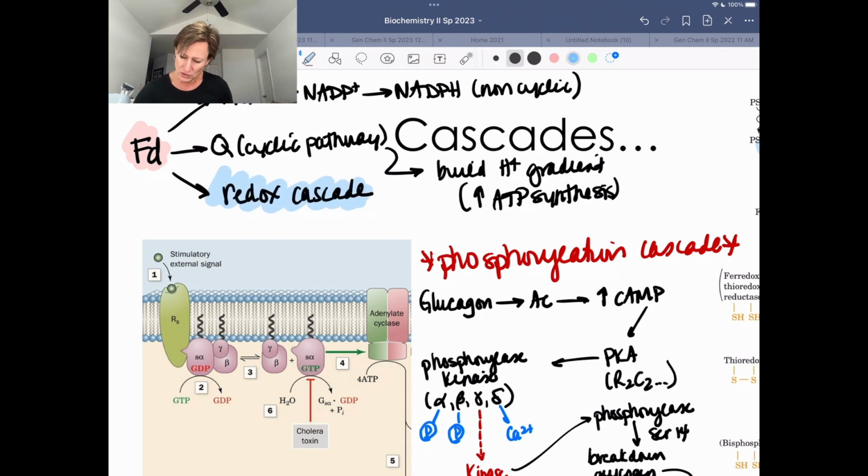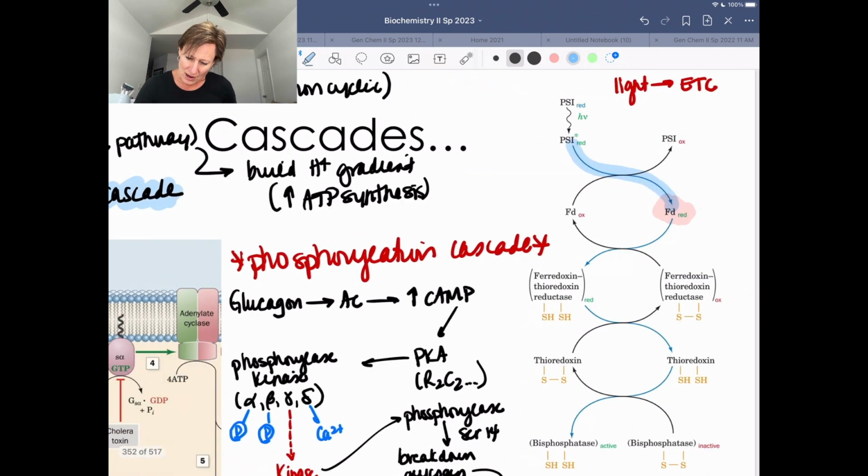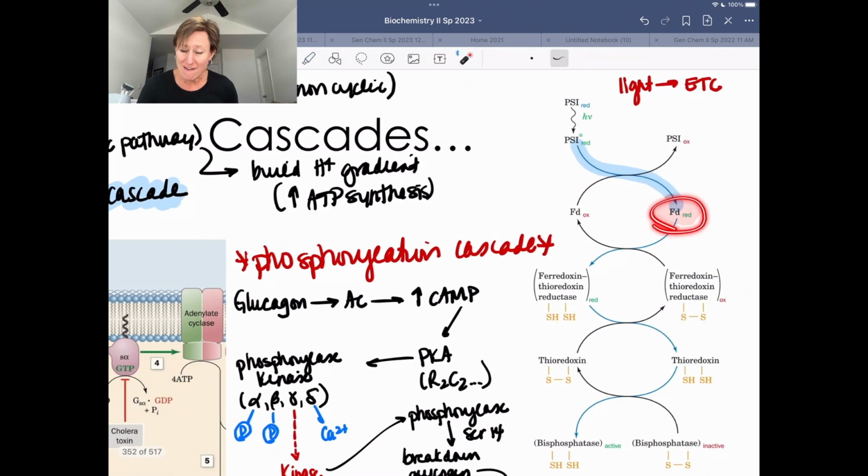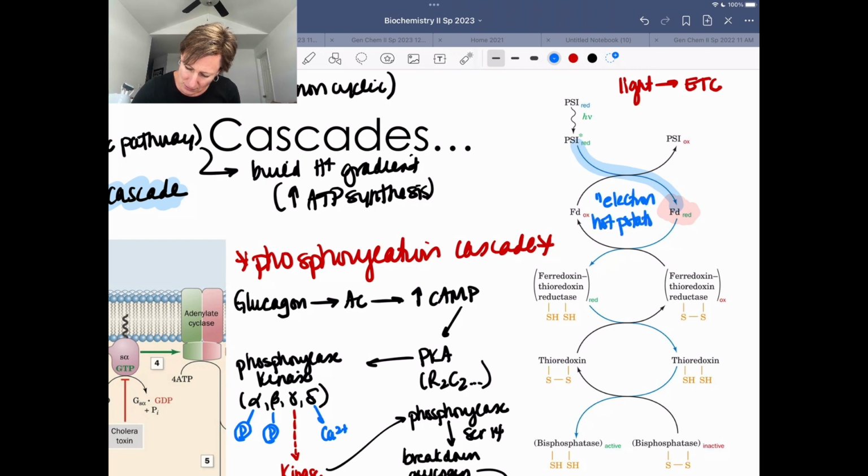So let's go back over here. Now we've got our electrons at ferredoxin. What's happening is we're going to call this an electron hot potato. We're going to follow this blue line. Ferredoxin is going to deliver its electrons over here.